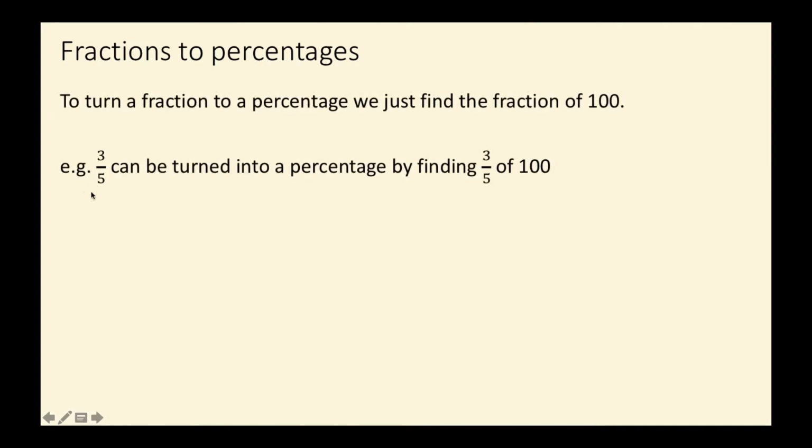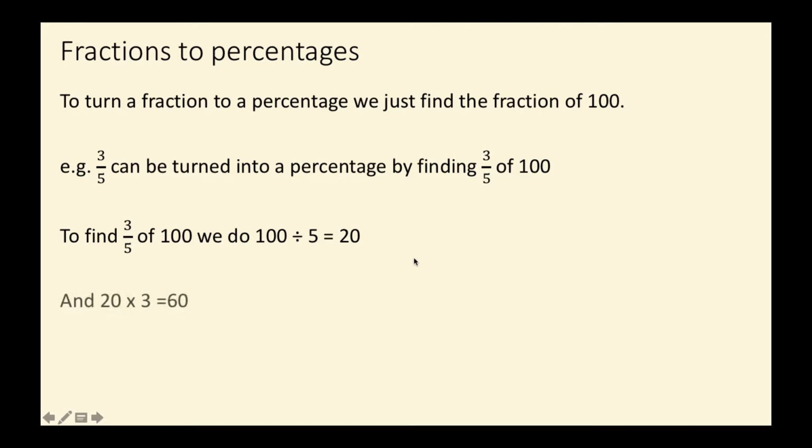This time, 3/5. So we need to find 3/5 of 100 to work out what that is as a percentage. And we already know how to do that. We're going to do 100 divided by 5, which gives us 20. And then we have to do 20 times 3, because 3 is the number on the top. And that gives us 60. So 3/5 as a percentage is 60%.